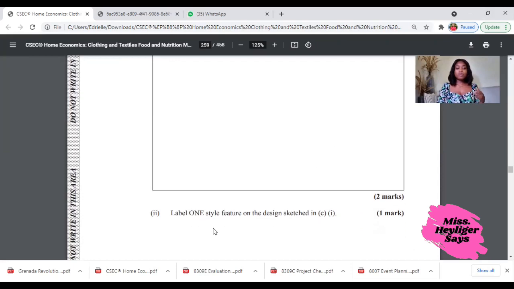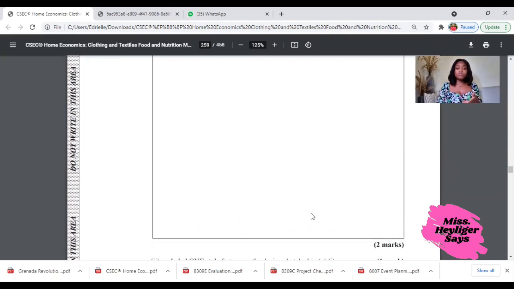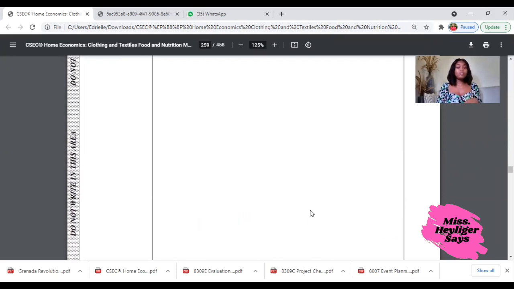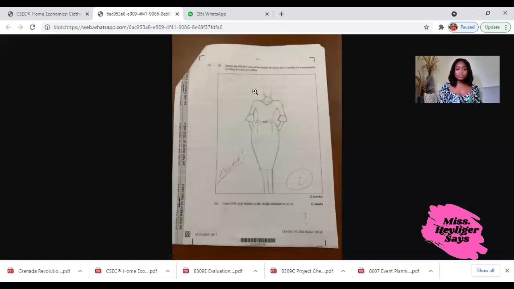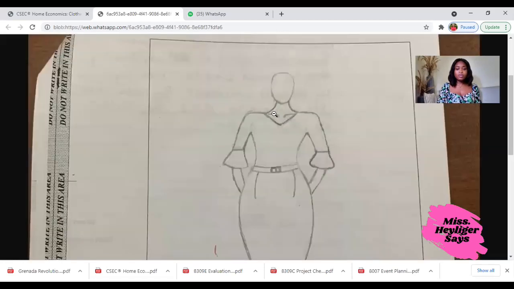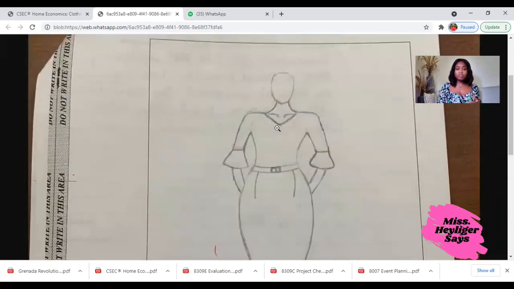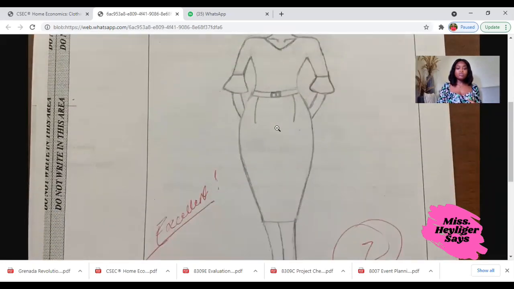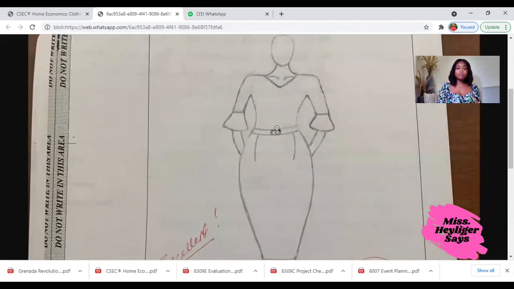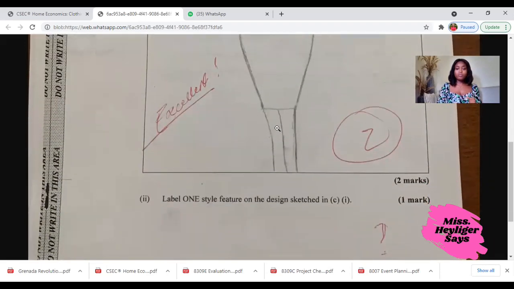Because later on, you're going to be asked to label one style feature on the design sketch in CI. So even though it's two marks, you don't want to do something that is completely plain or lacks style. So I'm going to show you an example of a dress that a student did. And I really think that it was simple enough to not take up too much time. And it also had enough detail to really drive home the point.